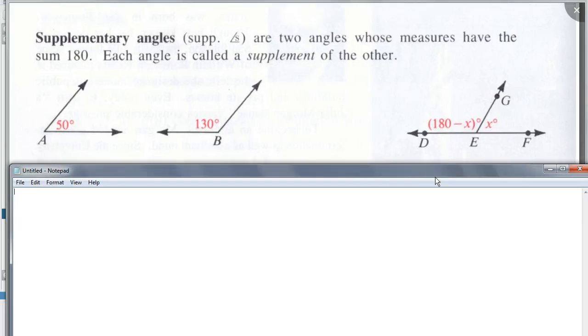Okay, so these are supplementary angles. Again, just because two angles look like they add up to 180, can you assume that they're supplementary? No, I have to tell you either that they're supplementary or I have to tell you the angle measure of each angle, right? Does that make sense? You can't just assume. Does that make sense?